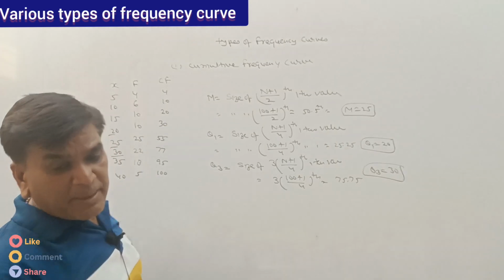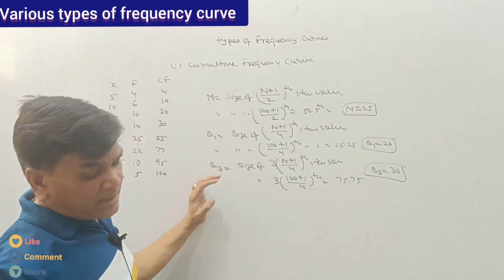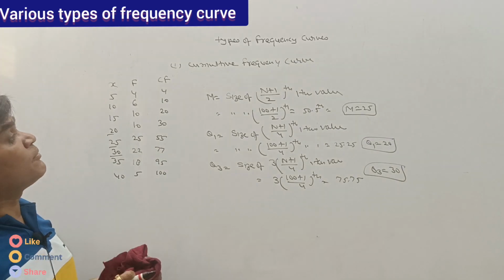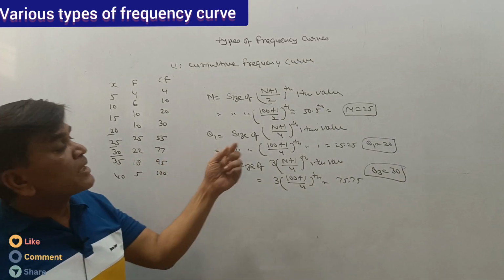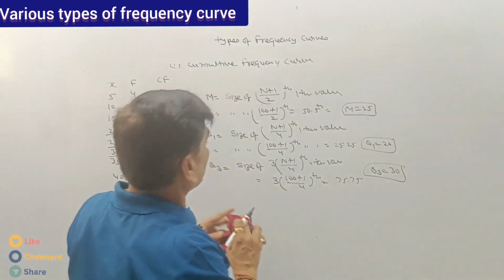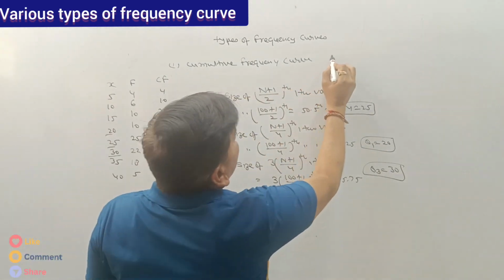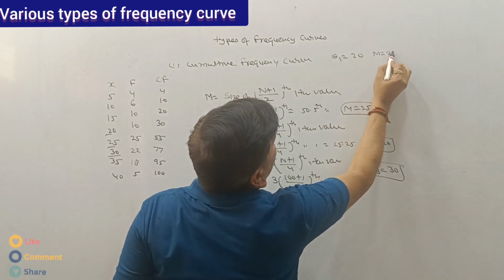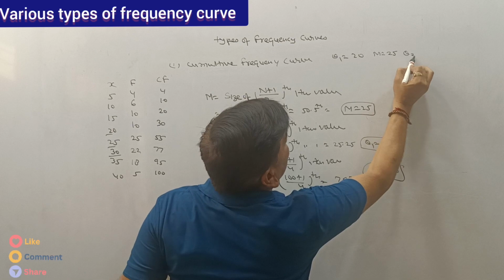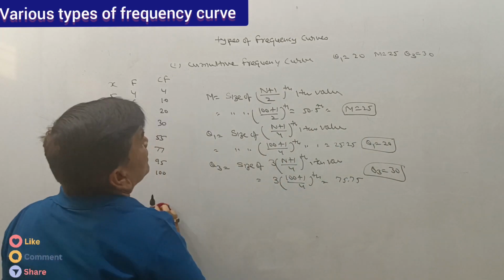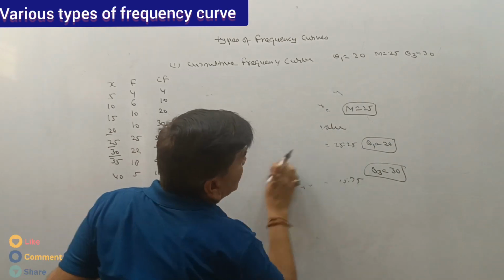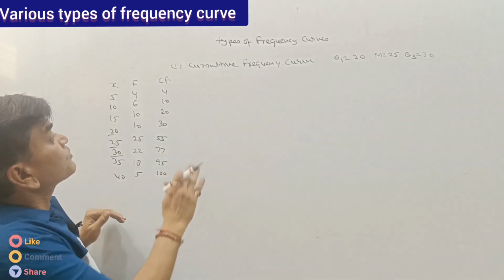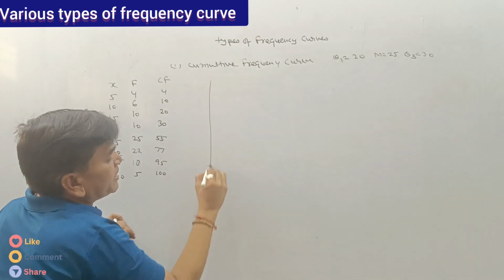We have already discussed this method in the measurement of central tendency. Now with the help of the cumulative frequency curve, we will decide this. So very first I am noting here, Q1 is equal to 20, M is equal to 25 and Q3 value calculated is 30. Now with the help of the graph, we will calculate the value of Q1, Q3 and median. So I am having a cumulative frequency curve here.